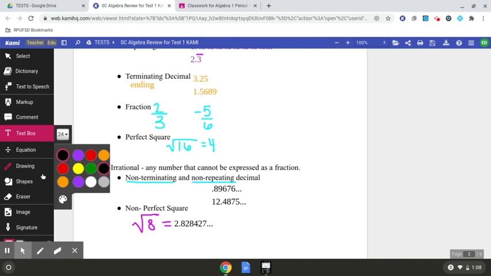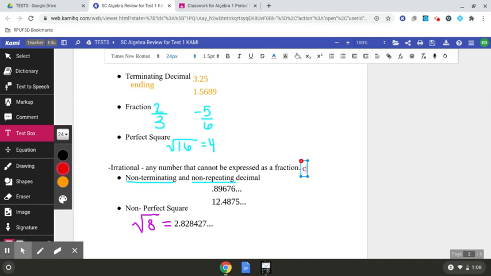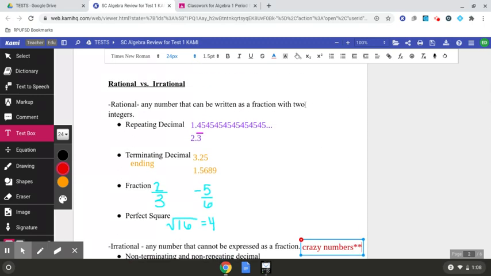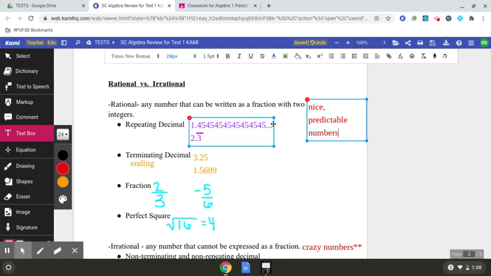So remember, a nice easy way to remember this, and this doesn't work for an explanation on paper for the Regents, but it works here. It's a crazy number, right? These are crazy numbers that just don't make sense. It's kind of my little trick, right? Whereas rational, I like to call them nice, predictable numbers. So yes, sometimes they go on for a long time when they repeat, but they're predictable. Like I know what's going to come next here. It would be a 4.